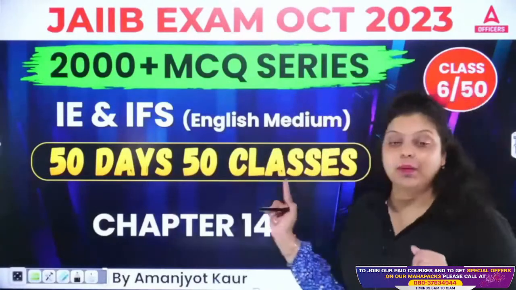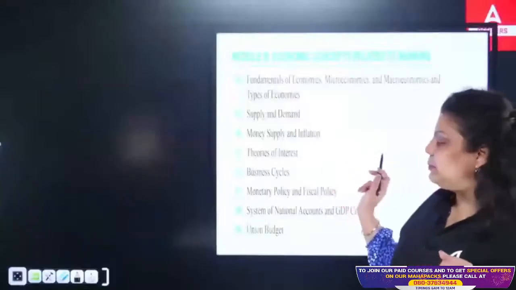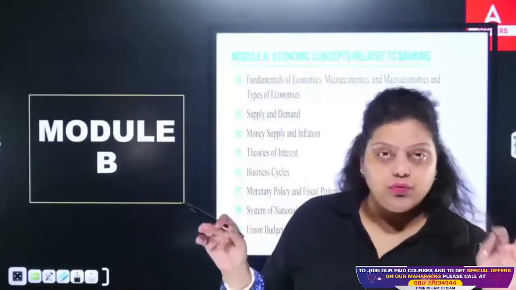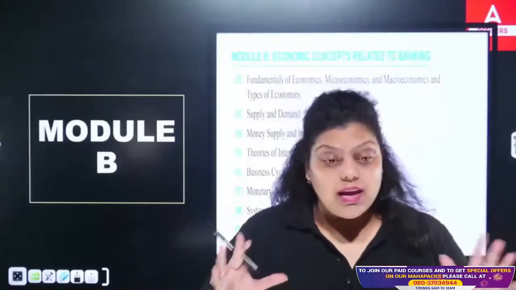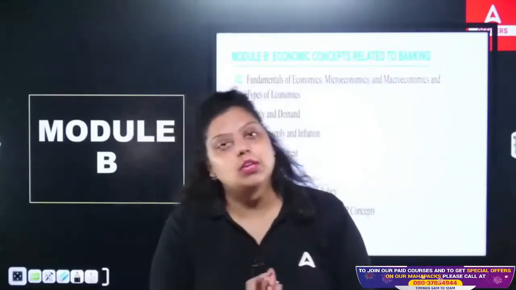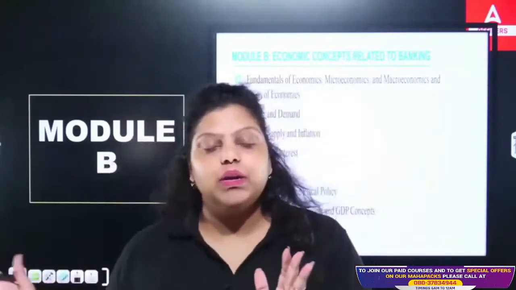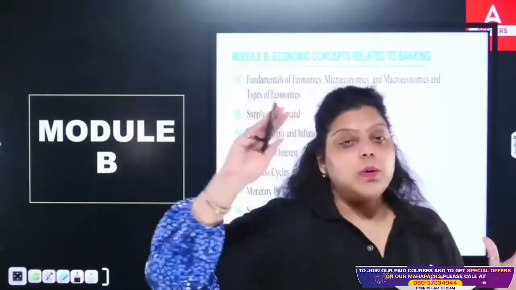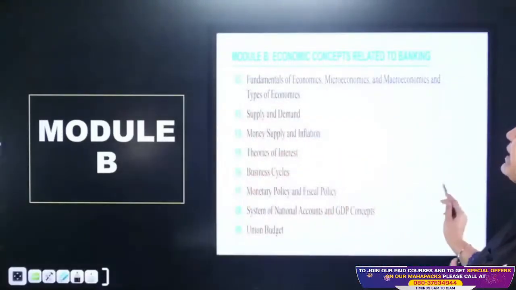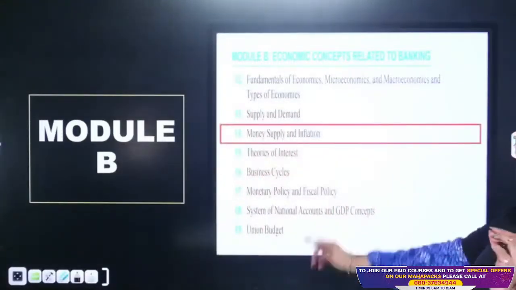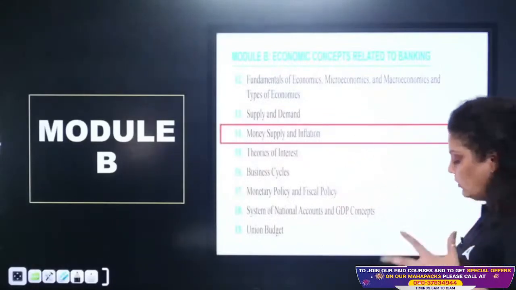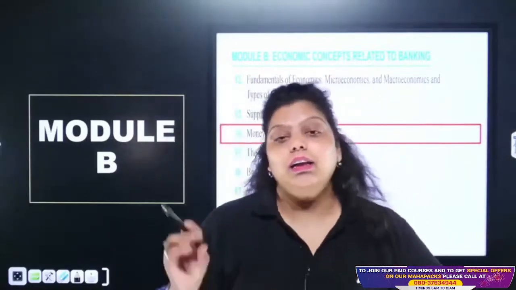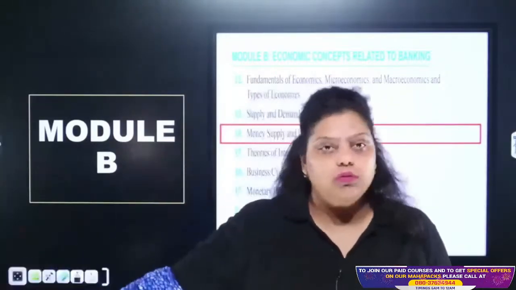We are going to discuss chapter number 14 today. Indian Economy, Indian Financial System has 4 modules. Out of that, the first module covers 11 units, and in total we have 45 units. We have already completed the 11 units, and the 12th and 13th units as well. Today we are going to discuss the 14th unit, that is money supply and inflation. Before coming to the practice questions, let's understand the topic, and then we will move forward to the questions.